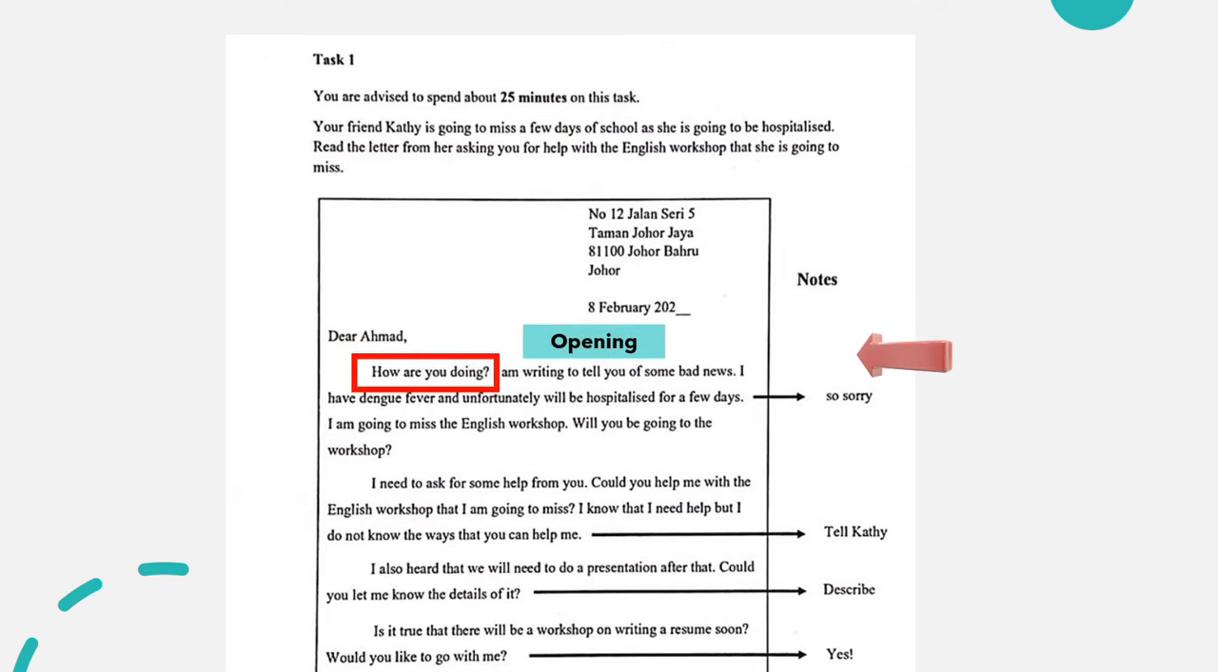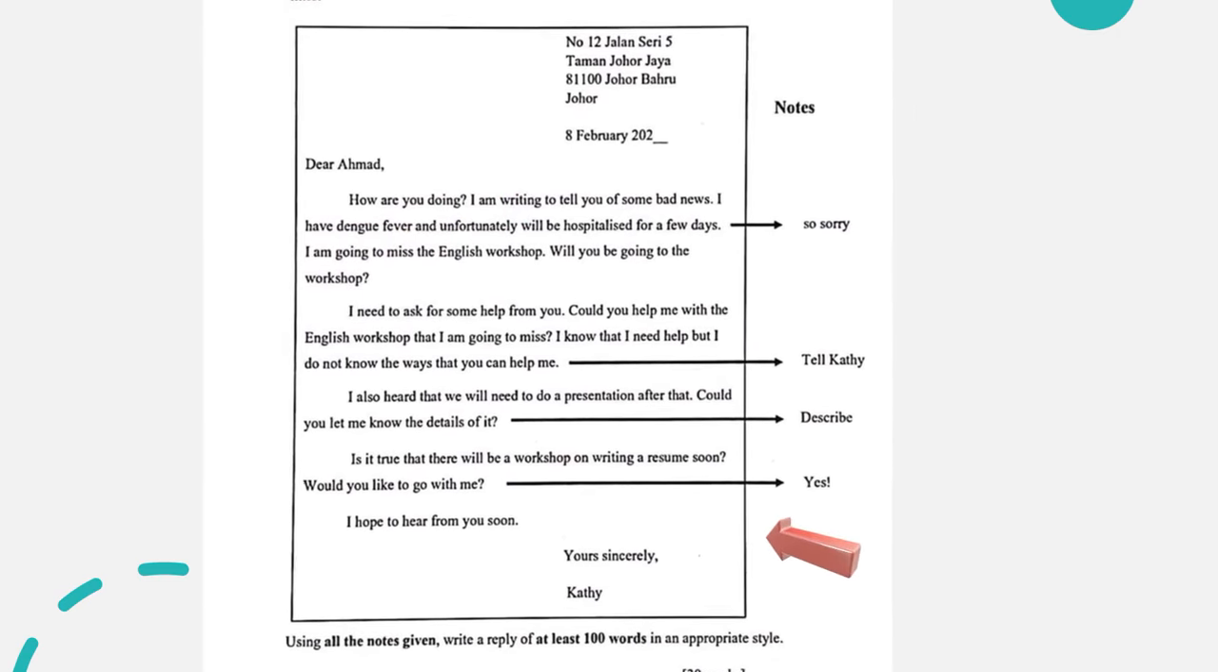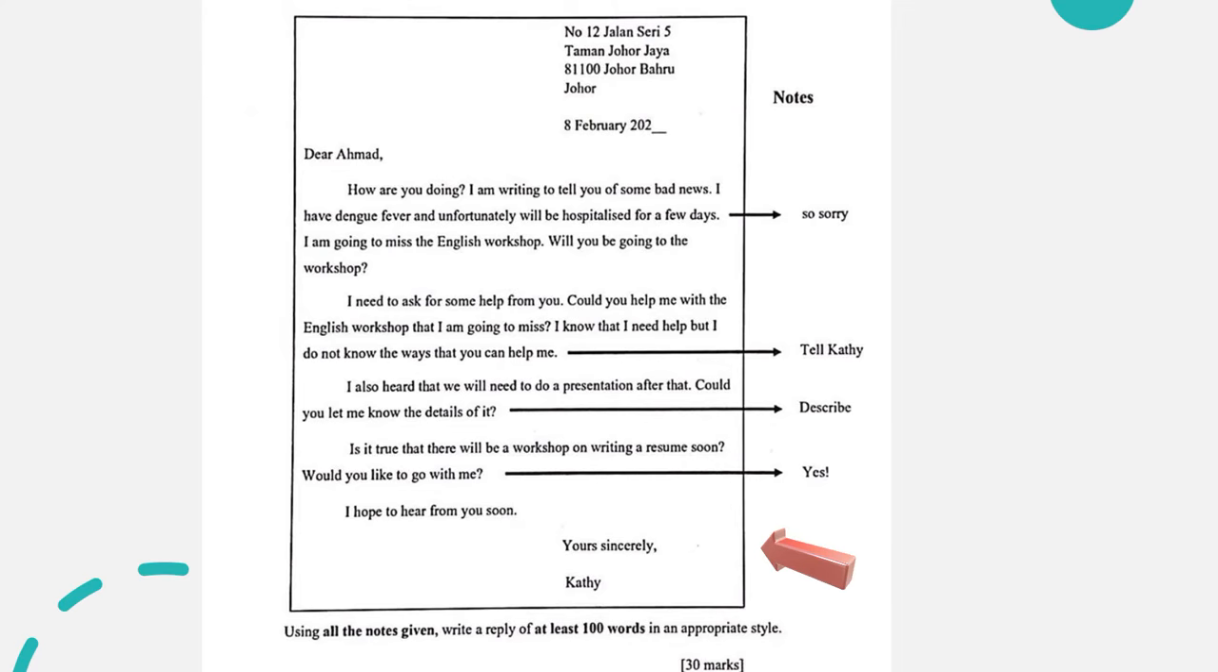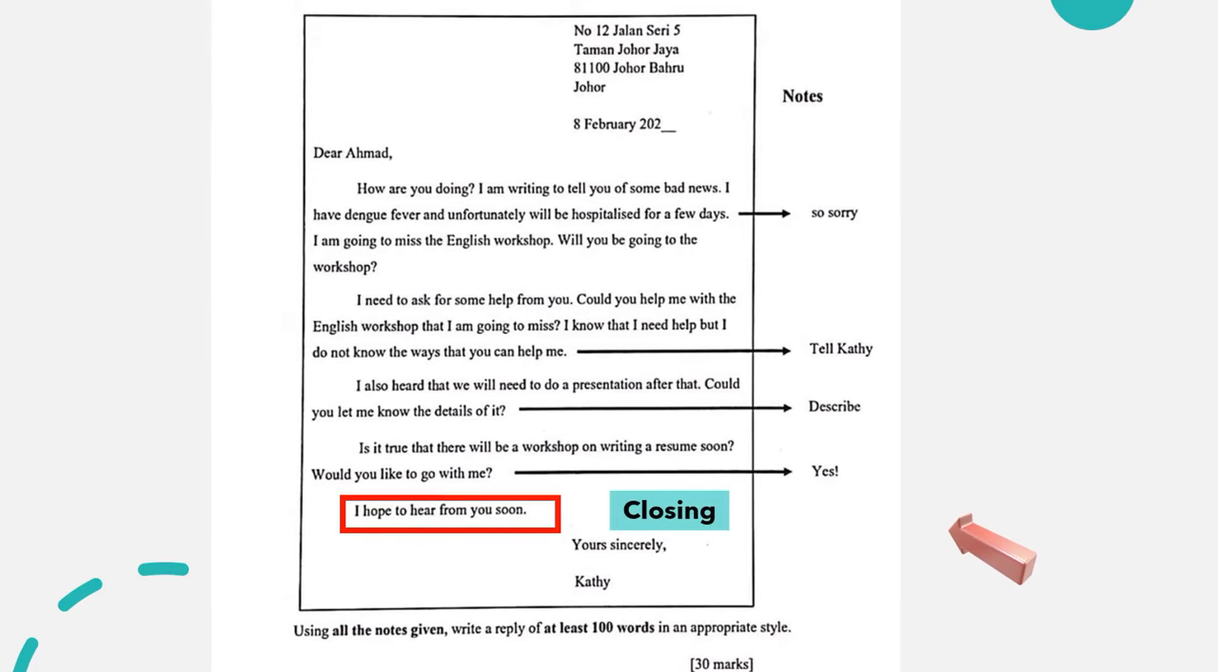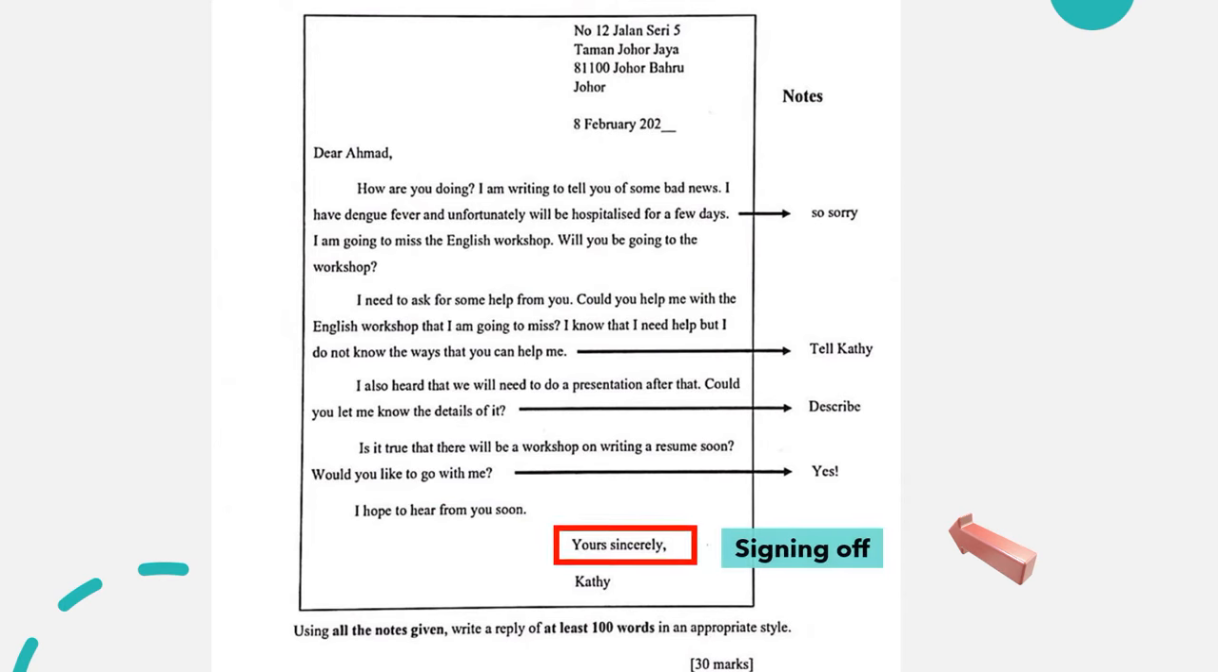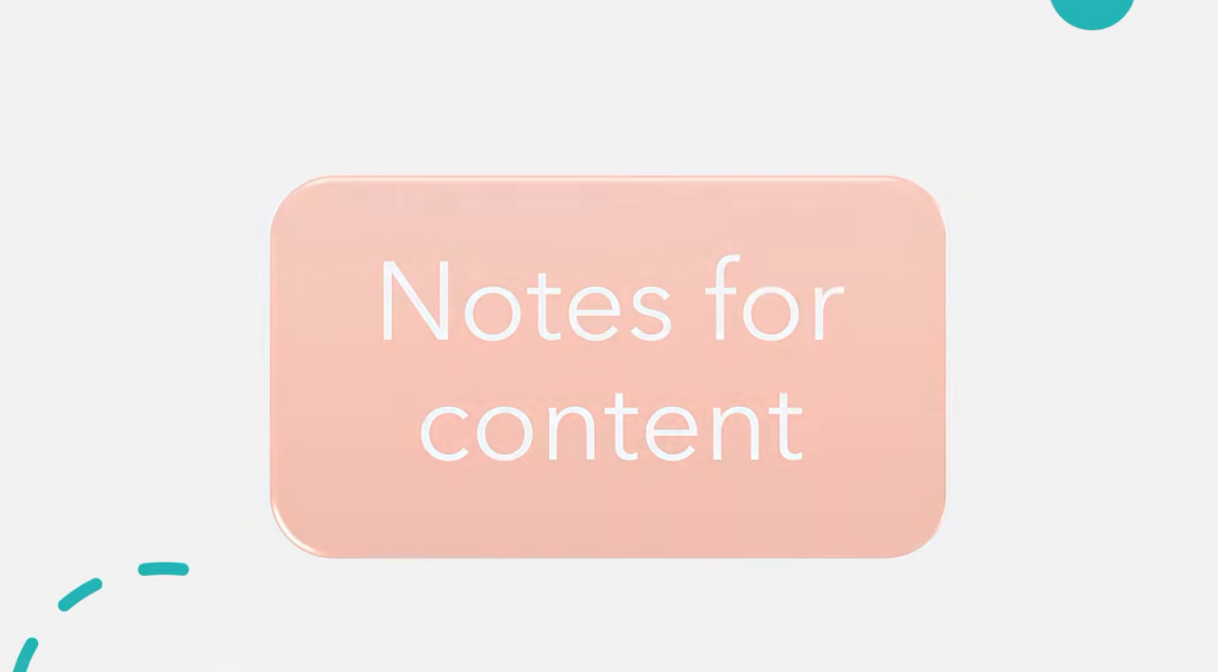How are you doing? Always start your letter with an opening asking about how the person is doing. You can ask them about their health or just their general well-being. Write your letter responding to the notes given. Then write the closing. I hope to hear from you soon. And lastly, end your letter with a sign-off. Yours sincerely. And after this is the signature of the writer. Let's now move on to the notes for content points.